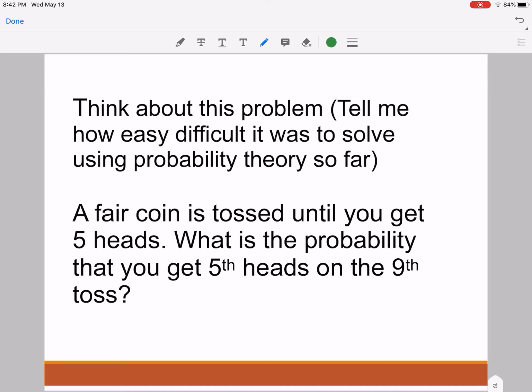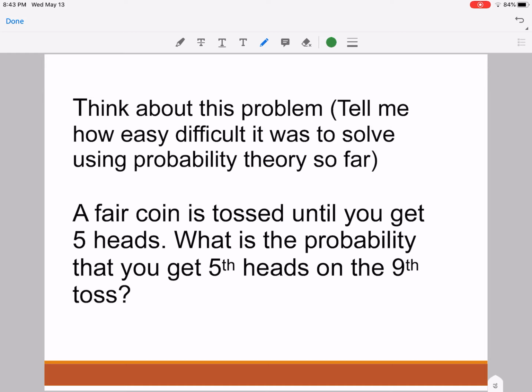Now, when I flip the coin continuously, I can get 5 heads consecutively, in which case I will get my 5th heads on my 5th toss. I can get my 5th heads on the 6th toss. I can get the 5th heads on the 7th toss, 8th toss, 9th toss. I can keep flipping this coin an infinite number of times and I may never get my 5th heads. So the number of times that I have to flip here is random. So what you need to find is the probability that you get your 5th heads on the 9th toss.